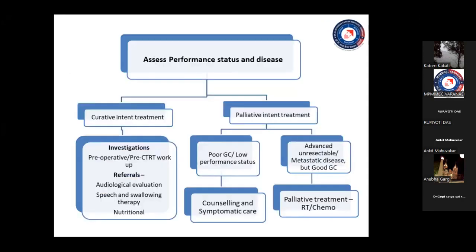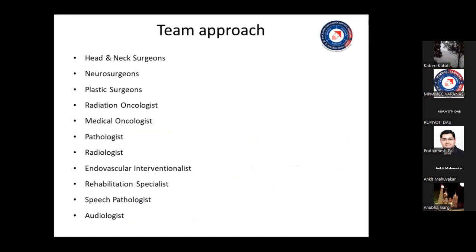While assessing, this is an algorithm for planning the treatment schedule. For that, we need to first assess the performance status as well as the site, size, and histology of the disease, and then plan the intent of the treatment, that is curative or palliative. If we go ahead with a curative intent, we'll do all the preoperative investigations or the pre-CTRT workup with audiological and speech and swallowing assessment. For a palliative intent, if the performance status is quite low, then it goes for just symptomatic care. And if it is advanced unresectable disease, however, with good general condition, we can also go ahead with palliative radiation or chemotherapy. Temporal bone tumor management is always a team approach.